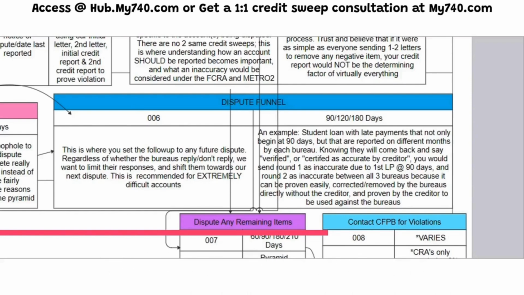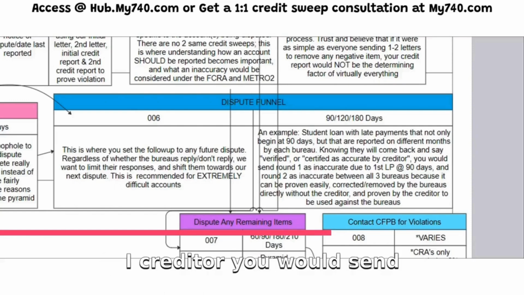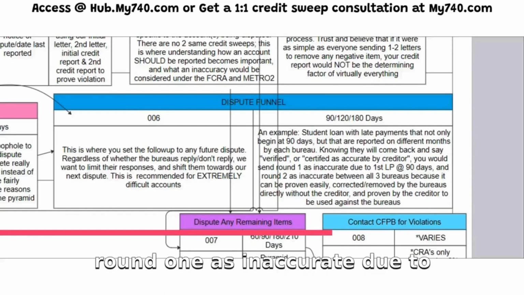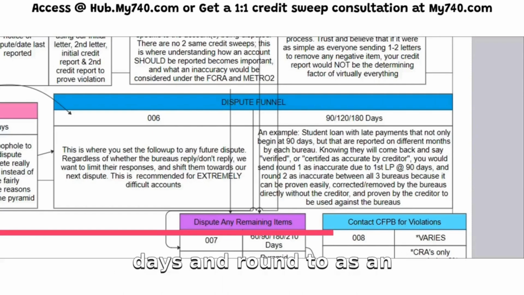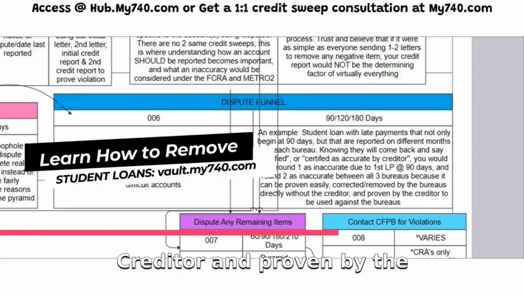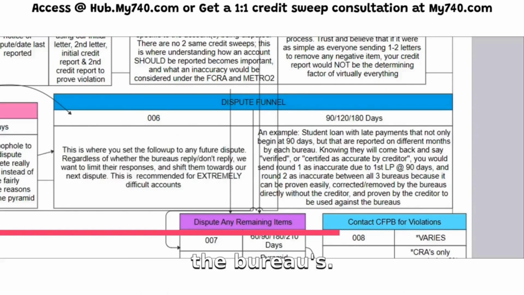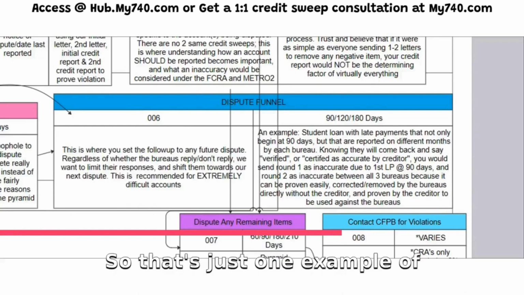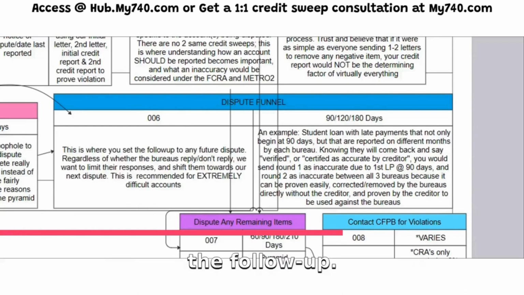So knowing that they're going to come back and say verified or certified as accurate by creditor, you would send round 1 as inaccurate due to the first late payment at 90 days and round 2 as inaccurate between all 3 bureaus, because it can be proven easily, corrected or removed by the bureaus directly without the creditor, and proven by the creditor to be used against the bureaus. Okay, so that's just one example of setting the follow-up.